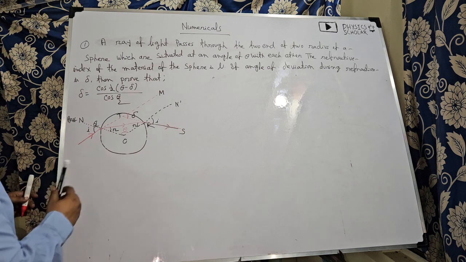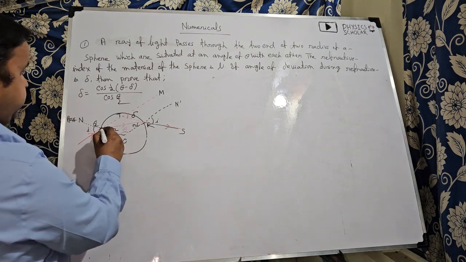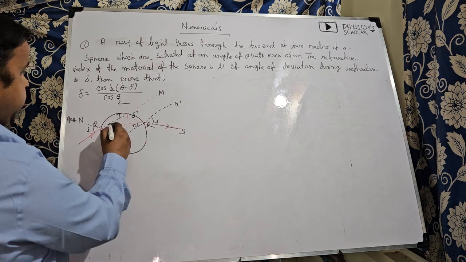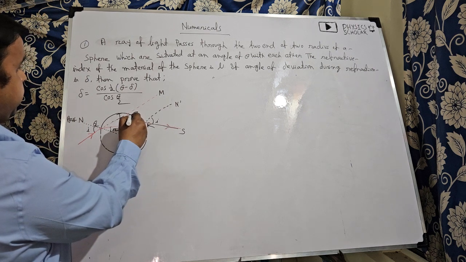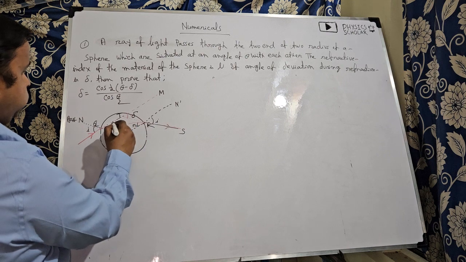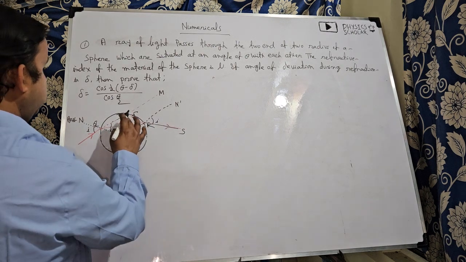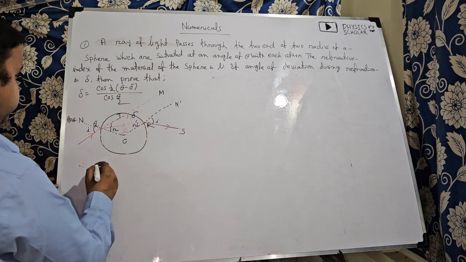Now see, all of you, this is a triangle TQR. It is the external angle of the triangle, so it is equal to the sum of the two internal angles of the triangle. So now what can we write?